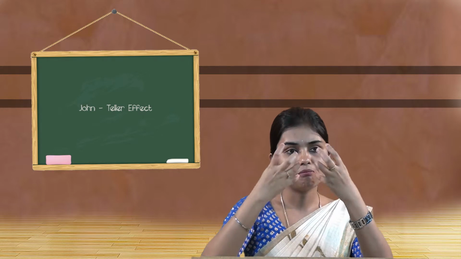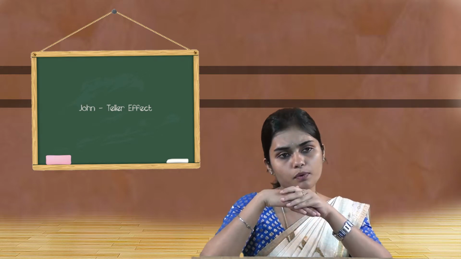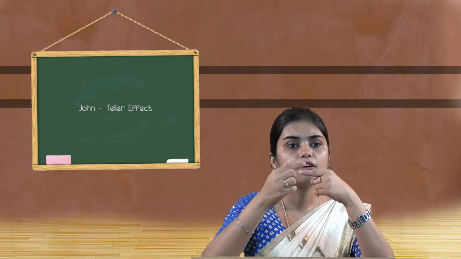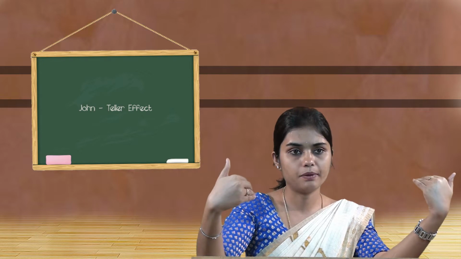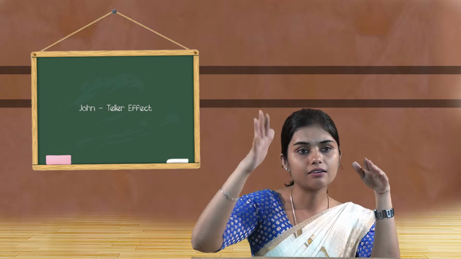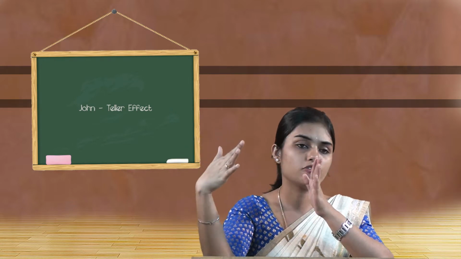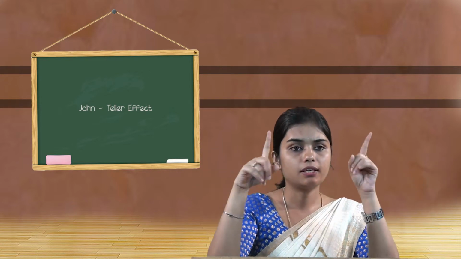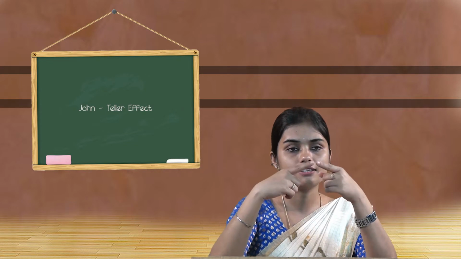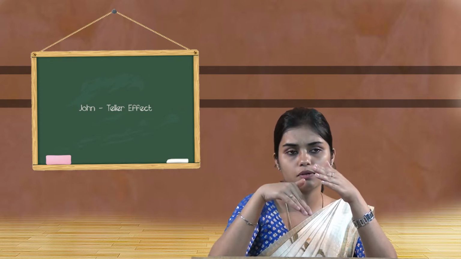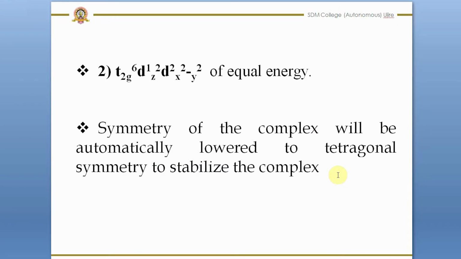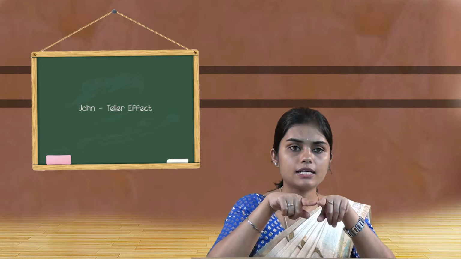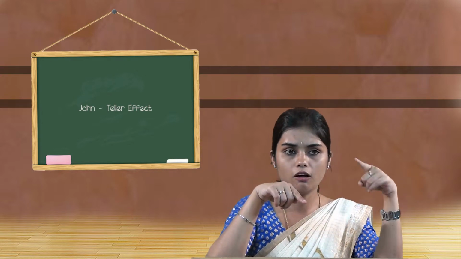Now what happens, as the maximum number of electrons is placed in the dx square minus y square orbital, there is a screening effect of the positive charge on the metal ion and the negative charge on the ligand. The electrons present in the middle screen the positive interaction between the positive charge of the metal ion and the negative charge of the ligand. Now there is less attraction between the electrons present in the dx square minus y square orbital and the metal ion. Due to this, there is less attraction between the metal ion and the dx square minus y square orbital. Because of this, the bond is elongated along the dx square minus y square orbital.